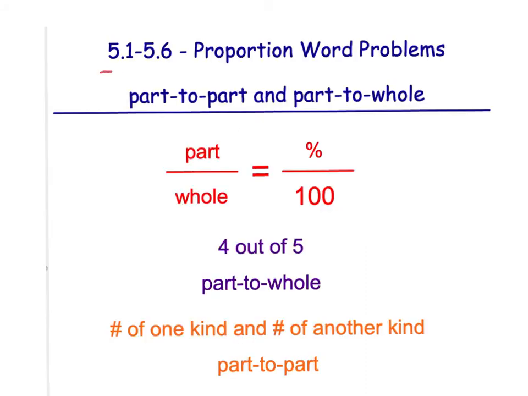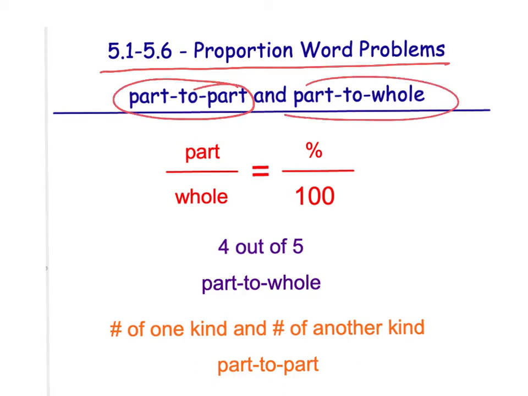In 5.1 through 5.6, it's proportional word problems. You really need to pay attention to part and part to whole. So we have the proportion setup. We have 4 out of 5, which equals a part to whole. And then if you've got one number of one kind and a number of another kind, that's a part to part ratio. Put this on your study buddy underneath the 5.1 through 5.6 part. Again, pause the video if you need to.